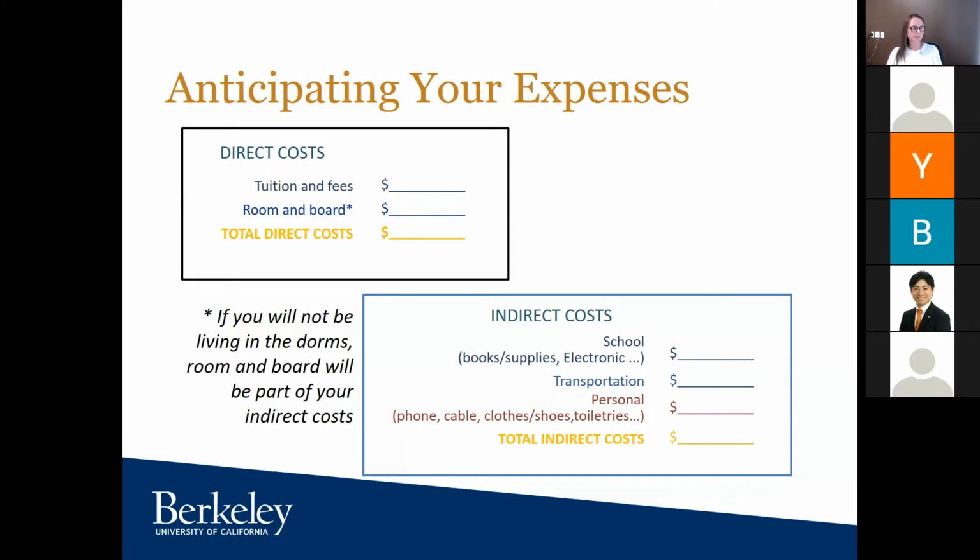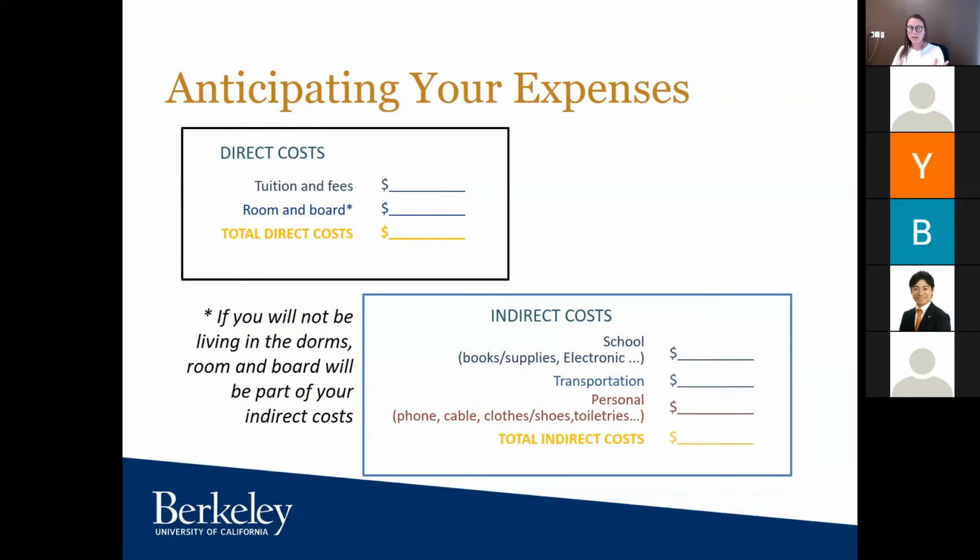You do get, with your Cal One card, which is your student ID, you can ride the buses in the East Bay for free. So that's huge. But if you want to take BART, you will have to pay for BART. Then you'll also have your personal expenses, your phone, if you want to pay for cable, if you need to buy any clothes or shoes or toiletries, just all of your personal needs. And the direct costs are set. They're not going to change. Your indirect costs can have a little more flexibility.